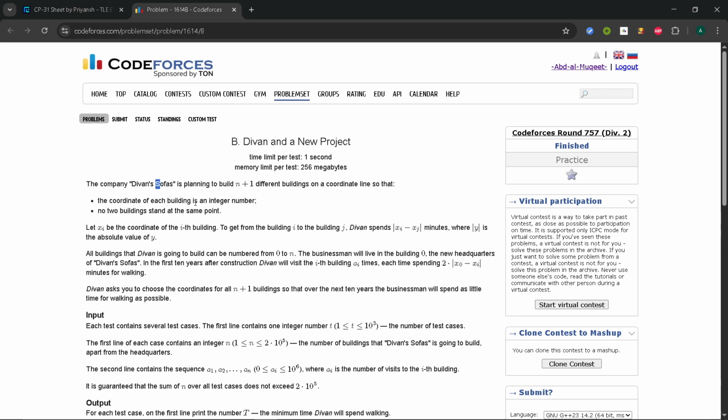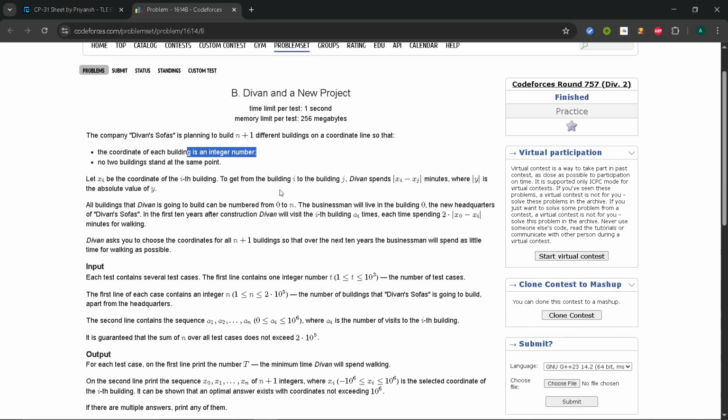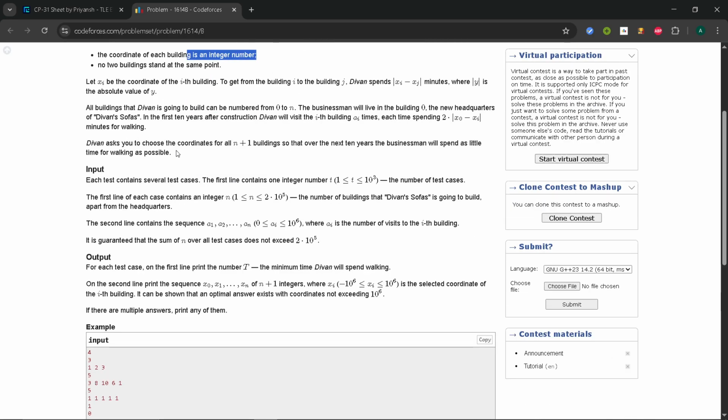Company Divan Sofa is planning to build n plus one different buildings on a coordinate line, and the coordinate of each building is an integer. No two buildings stand at the same point.